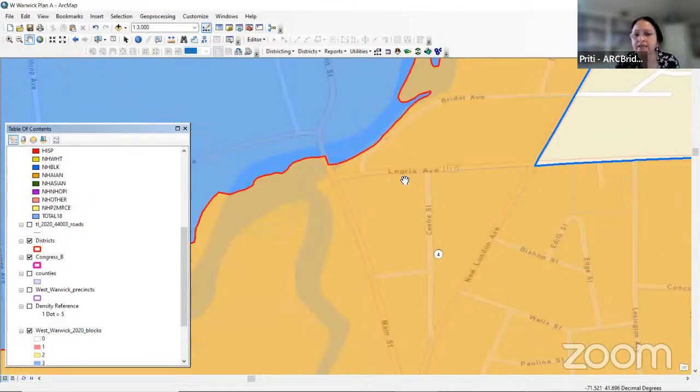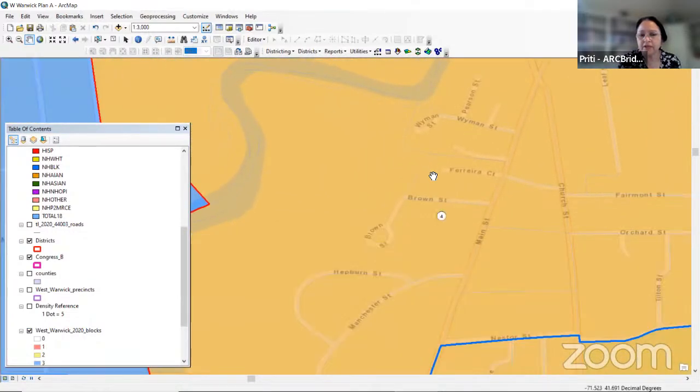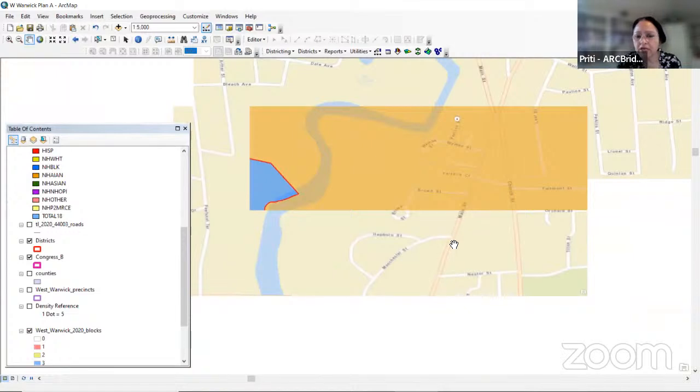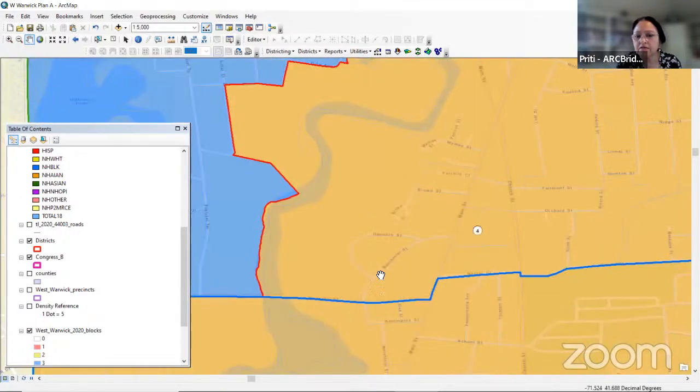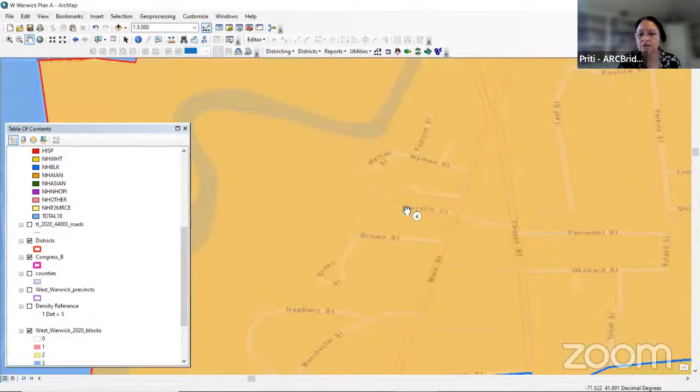Along Legris Avenue, Main Street, Manchester Street, Hebboro Street, Brown Street, Ferrera Court. So this is the area.